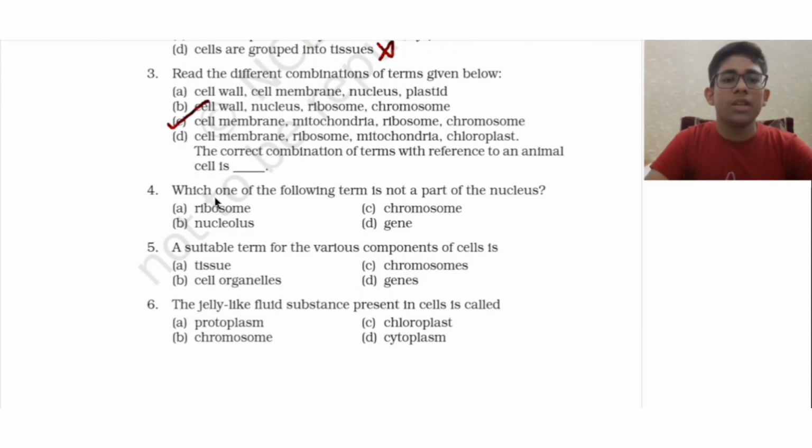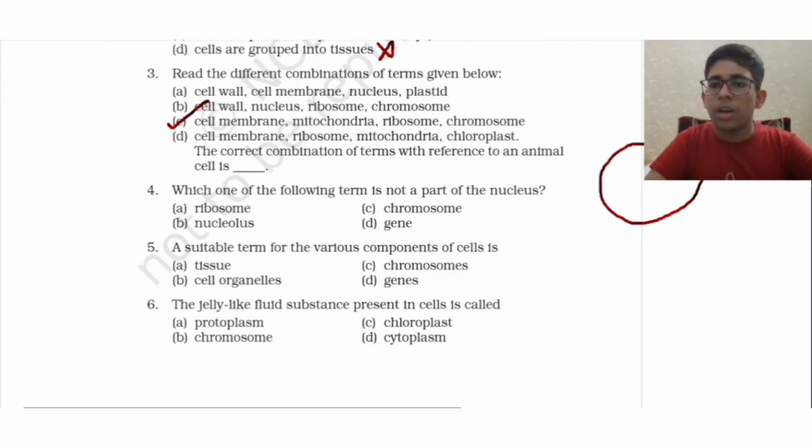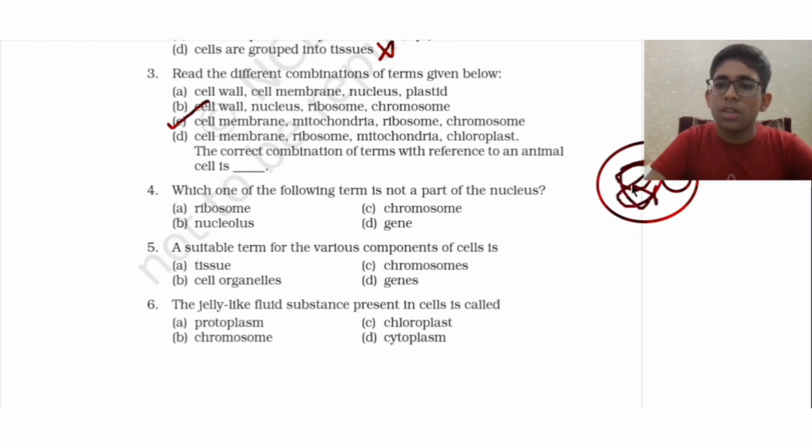Next question we see: which one of the following term is not a part of the nucleus? We know that the nucleus is the center of the cell that controls the cell. So here is a nucleus and it contains a small nucleolus, the center, and it contains some material that is condensed in the form of chromatin.